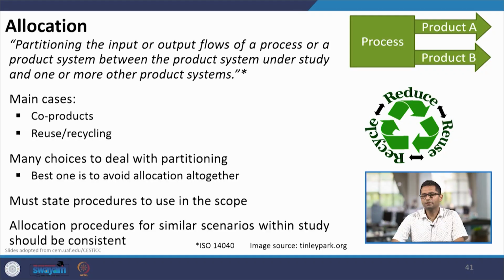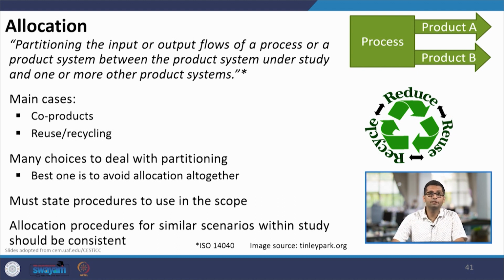Another important point that needs to be understood is the allocation. Allocation comes into the picture when we have more than one product being formed by the system. Suppose I have a single process that leads to the production of products A and B. How would I divide the emissions from this process between product A and B? That is an important question to answer.